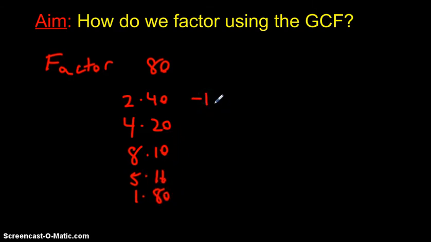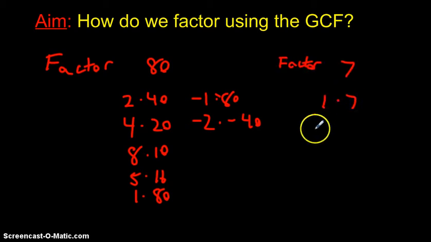We have negative 1 times negative 80. We have negative 2 times negative 40, and so on. We can go on for many, many other factors. Factoring a number is not so difficult. A number has many ways you could factor it generally. At the very least 2. For example, a prime number, like 7, can only be factored in 2 ways. It's either 1 times 7 or negative 1 times negative 7.